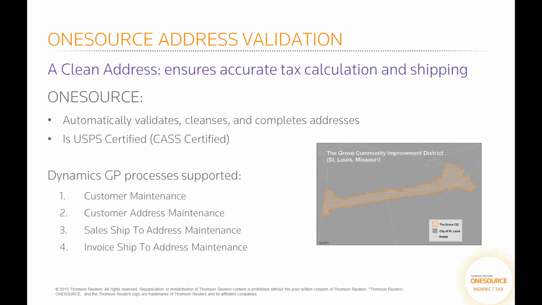Zip codes can cross county boundaries. Let's say two counties may have different tax rates. So if we have the additional 4 digits for a zip code, we can nail things down and get the right county and the right rates.